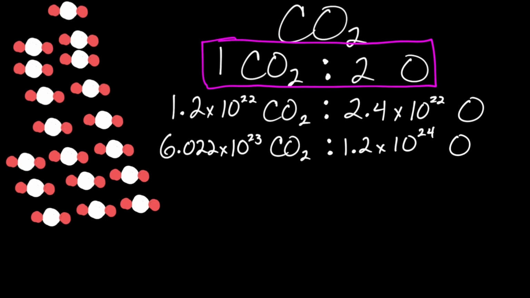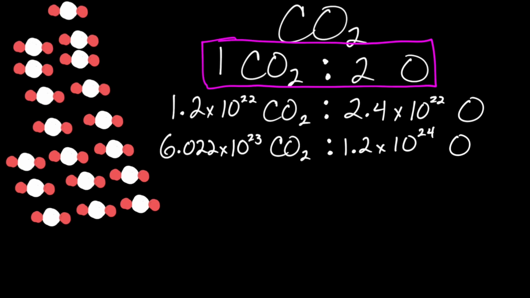Now at this point, our numbers are getting pretty big, right? 10 to the 23rd, 10 to the 24th, those are pretty big numbers. And 6.022 times 10 to the 23rd, hopefully that is a familiar number to you. That is Avogadro's number. That's the number of things, in this case molecules, in 1 mole. And so we could do a little bit of a unit change here. We can go from talking about molecules of CO2 to moles of CO2.